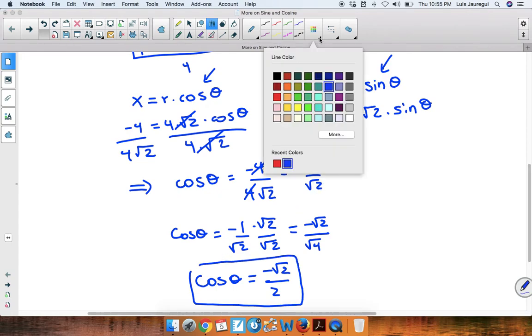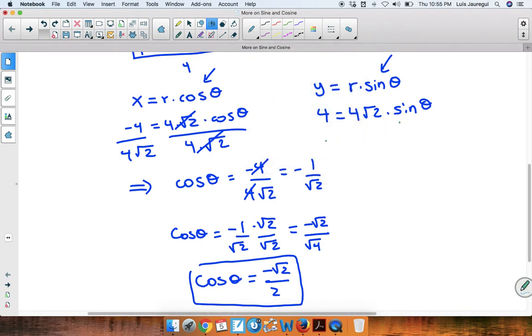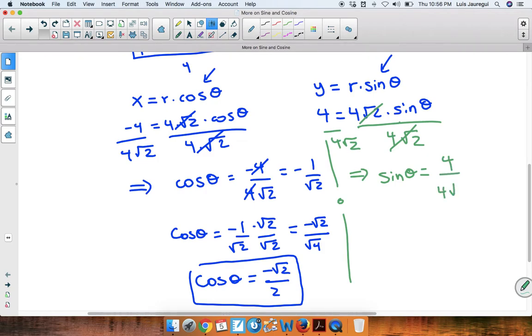Now, along the same way, we can figure out what is the value for sine. So we want to solve for sine here. To do that, let's go ahead and divide both sides of the equation by 4 square root of 2. Notice this cancels with this, so we end up with sine of theta is equal to 4 divided by 4 square root of 2. Again, the 4's cancel, so you can simplify this to 1 over square root of 2.